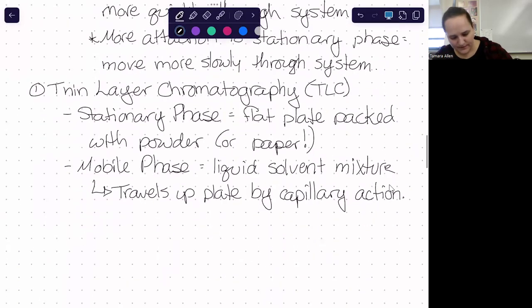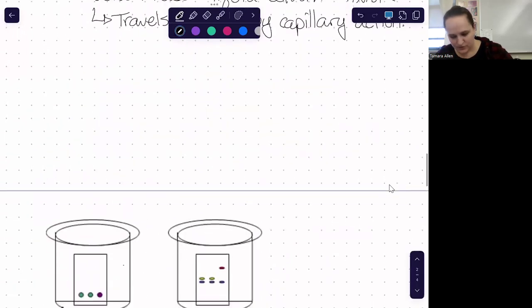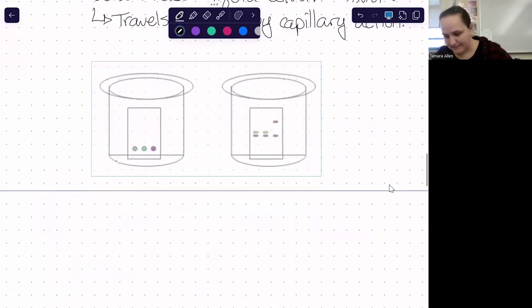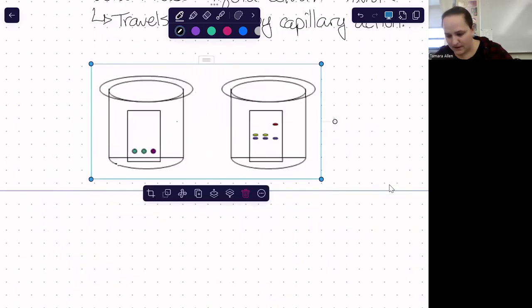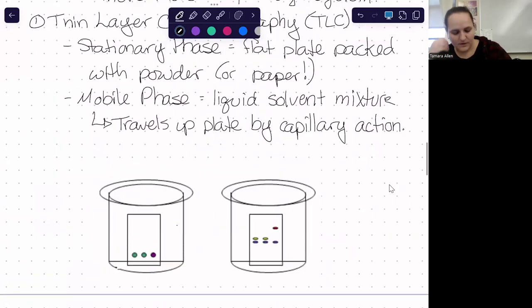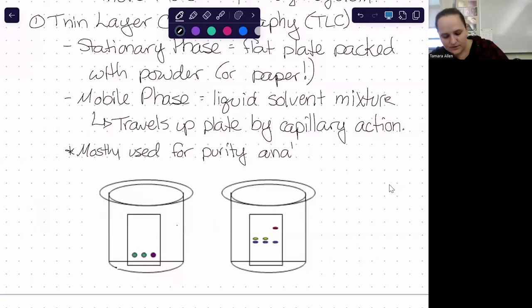So, I have a diagram down here somewhere. There it is. Beautiful. So this type of chromatography is mostly used for purity analysis, is less used to actually separate your mixtures, and is more used to determine, do I have a mixture or do I have a pure substance?